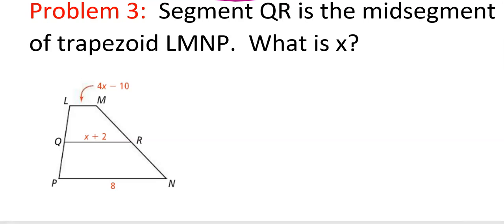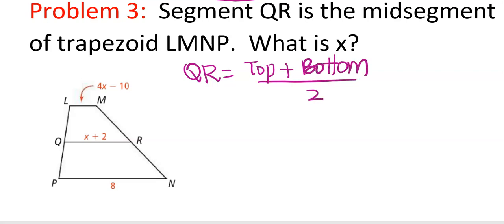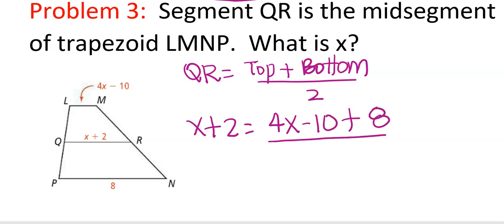So here it does say it's a mid-segment. We don't always have just numbers though. So what we're going to do is set up the formula first. So it's going to be QR is equal to the top plus the bottom and then divided by 2. So the middle is x plus 2. The top is 4x minus 10. The bottom is 8. And then we're going to divide it by 2. A little bit harder than just taking numbers.